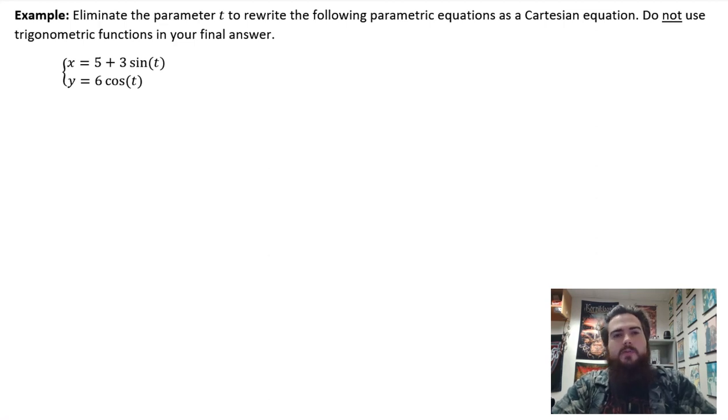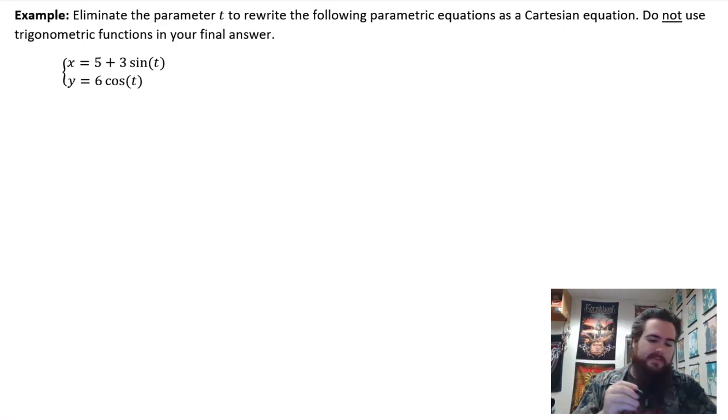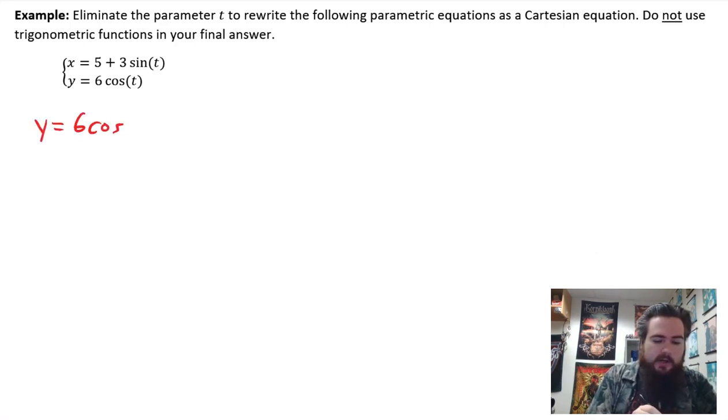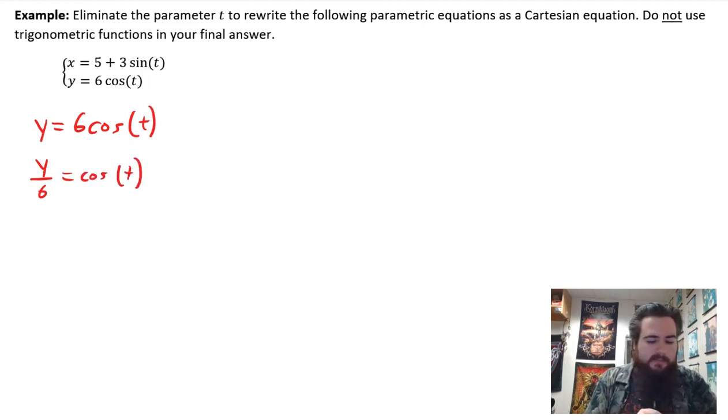The typical convention when trying to make this into a Cartesian equation is to try to isolate t and use that to plug in for the other equation. However, just to demonstrate why we're not going to do that, if I did try, I could, for example, take y equals 6 cosine of t, and I can isolate t by dividing by 6, and then taking arc cosine of both sides. That will give me t equals arc cosine of y over 6.